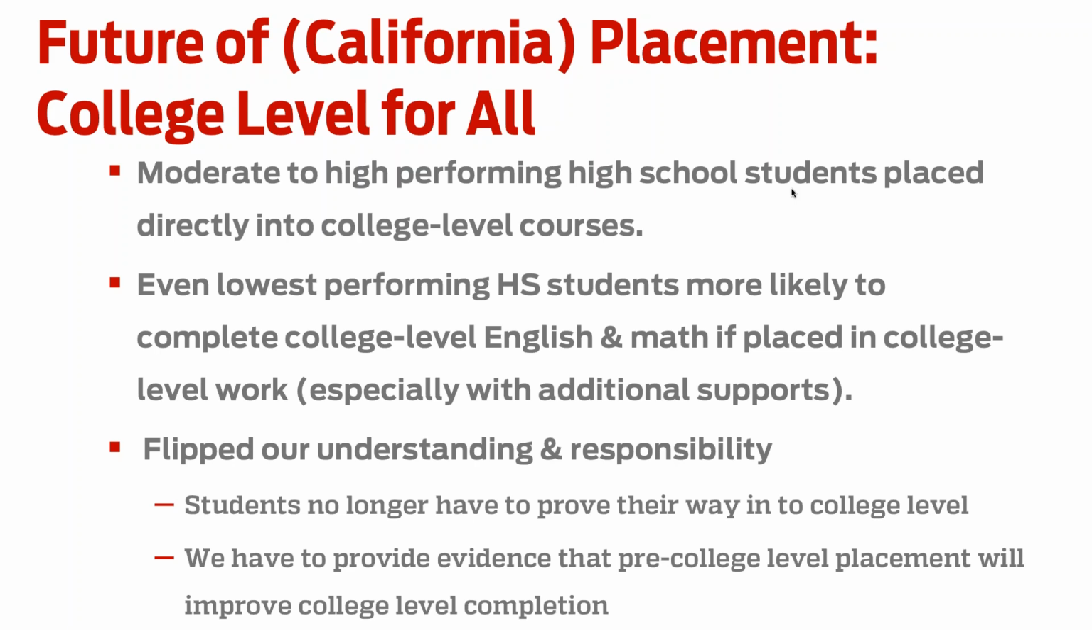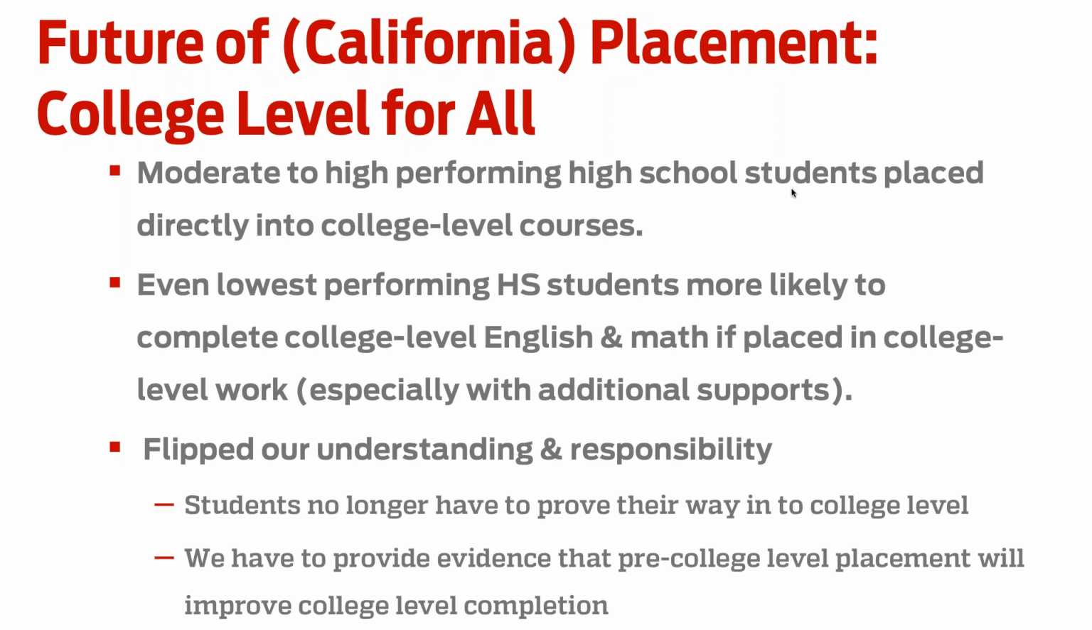So the future of placement for us in California, and we think probably in a lot of places, is that we're going to need to move to places where moderate to high performing high school students just progress normally the way they would if they were within our system, directly into college level courses. And for everyone else, to the extent possible, we should get them into college level work too, with additional supports. And those supports might take any of a variety of methods. The RAND Corporation has a really nice review of different co-requisite approaches. There's different ways to support students.